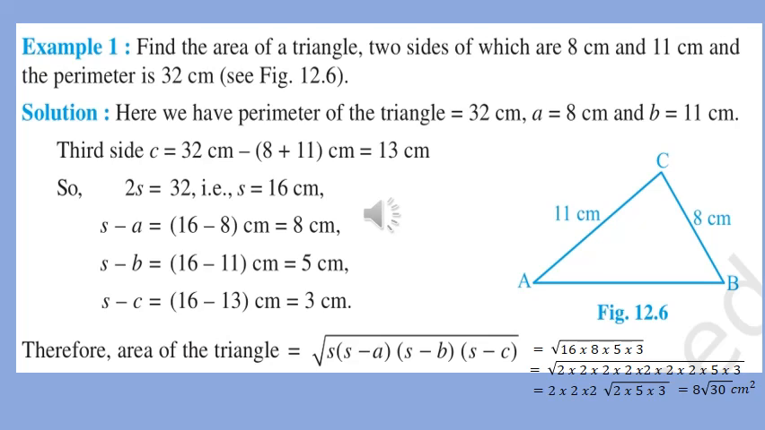Now from each pair of 2 we can take one 2 outside the square root sign. So 3 twos come out, and the remaining numbers stay inside because they are single: 2, 5 and 3. When you calculate, 2 2s are 4, 4 2s are 8, so it becomes 8, and inside the square root 5 3s are 15 and 15 2s are 30. Therefore the area of the triangle is 8 square root of 30 centimeter square. In this way we calculate the area of a triangle by Heron's formula.